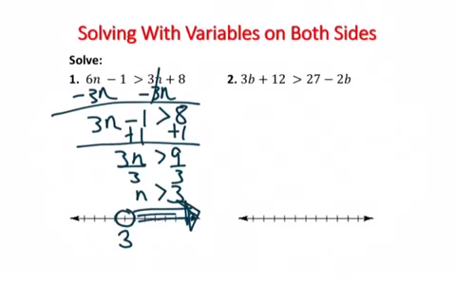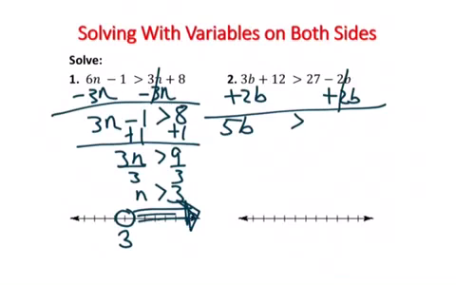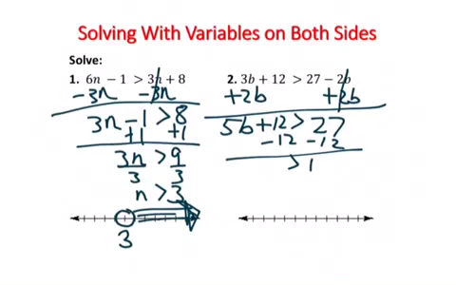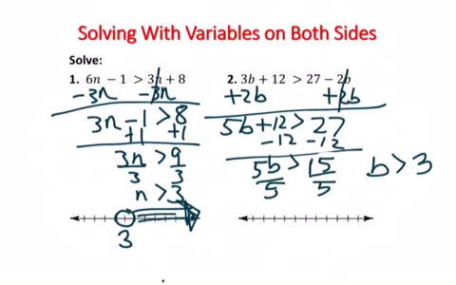Solving this one, so we have b on both sides, so add 2b, add 2b, draw your line, bring down the symbol. So 5b plus 12 is greater than 27, minus 12 minus 12, bring down the sign. So 27 minus 12 is 15, so 15. So divide by 5, and b is greater than 3. So here's 3, and open circle because it's not equal to, and we're shading bigger than 3.